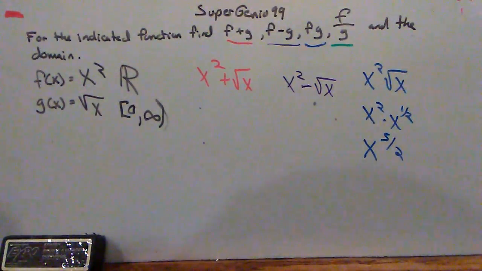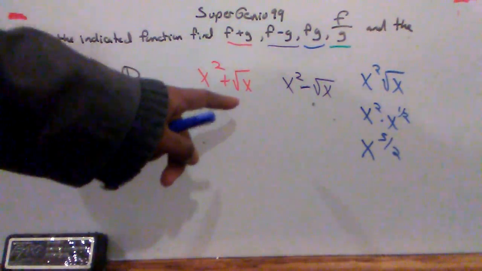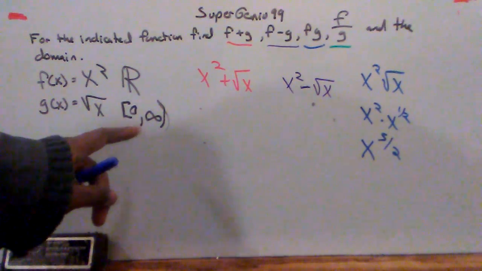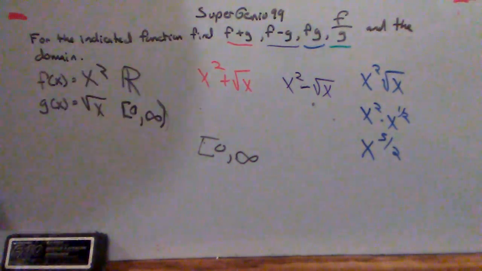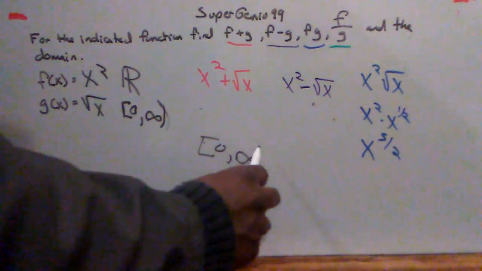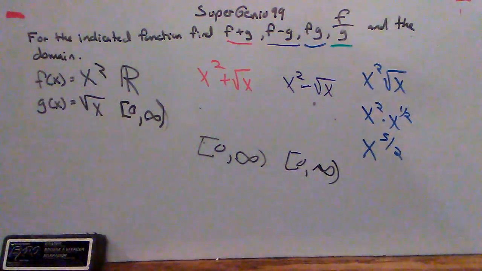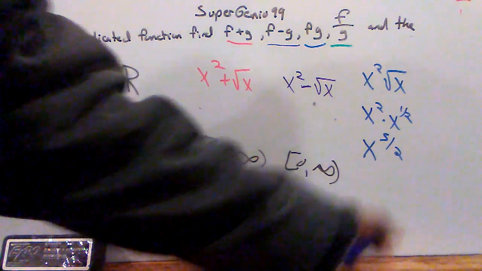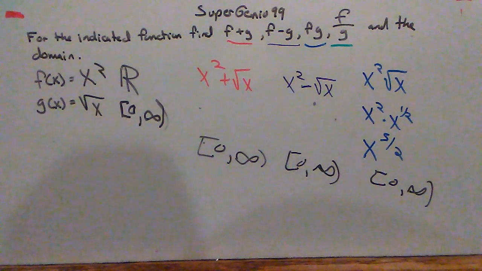Okay, and then let's go ahead and look at the domain of these three, and then we'll do the division one. So the domain of this one is same thing. X cannot be negative. X cannot be negative here. And yeah, same thing here. X cannot be negative. Okay, there's your domain. They didn't ask for the range, so we're not going to give it. And then now let's do f divided by g.